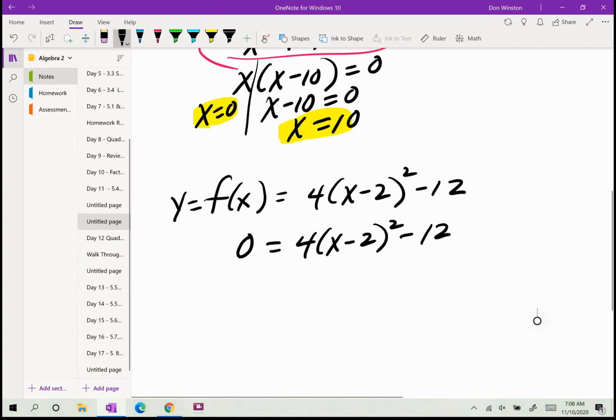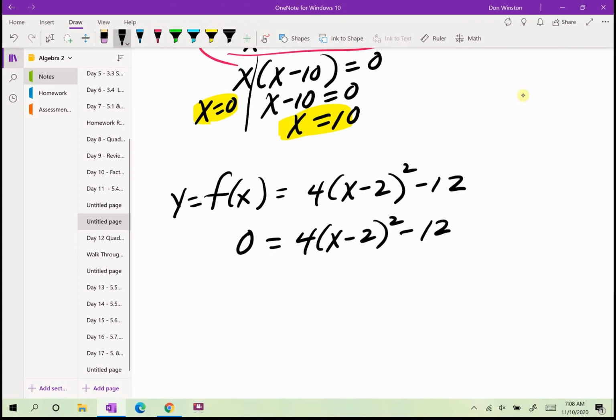You know, that's really no different than solving the equation if I had 0 equals 4x minus 12. You would add 12 to both sides, so 12 equals 4x. And then you would divide both sides by 4 and you would get 3 equals x. Well, it's the same process, except we'll have a square root.